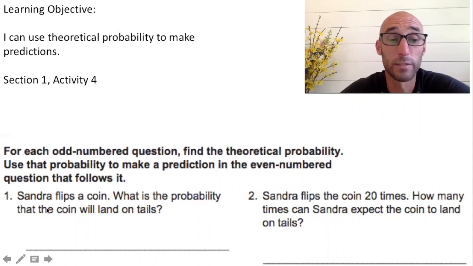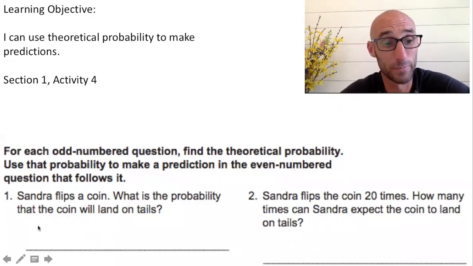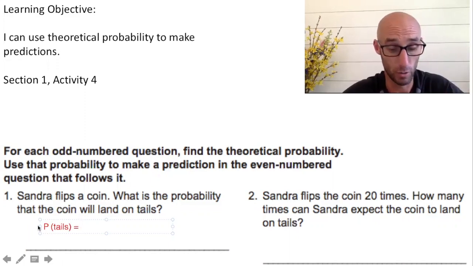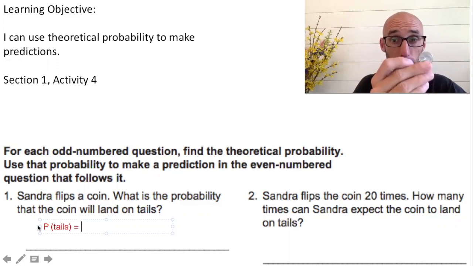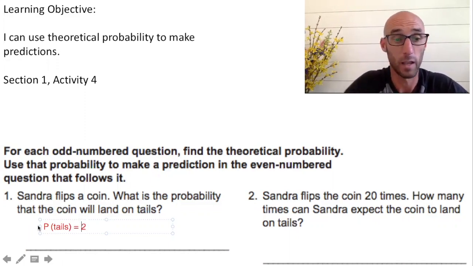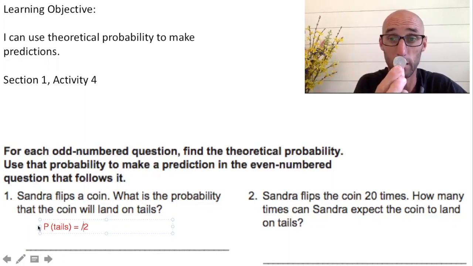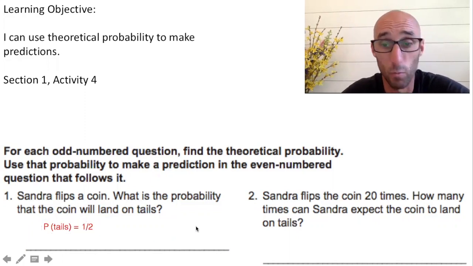Number 1 is Sandra flips a coin. What is the probability that the coin will land on tails? If you remember, probability P that the coin will land on tails. There are 2 total sides to our coin. Let's start there. And only one of those sides has the tails. So the probability that it lands on tails is 1/2.